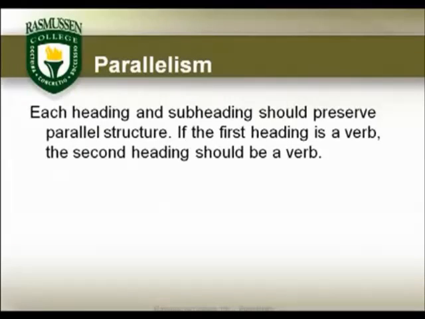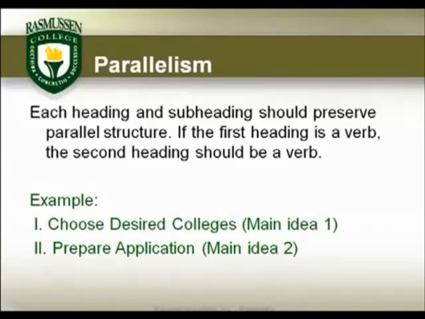Each heading and subheading should preserve a parallel structure. If the first heading is a verb, the second heading should also be a verb. Like in this example, choose and prepare are both verbs. The present tense of the verb is usually used and is the preferred form for the outline.